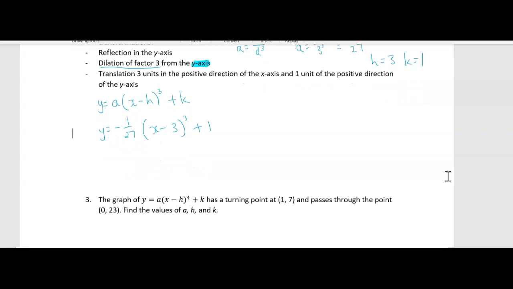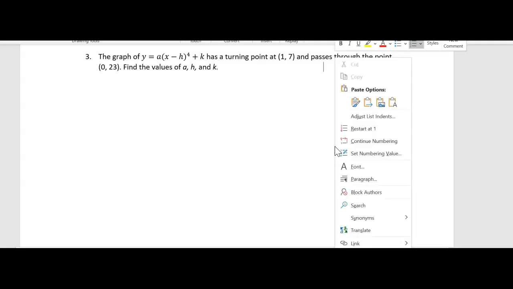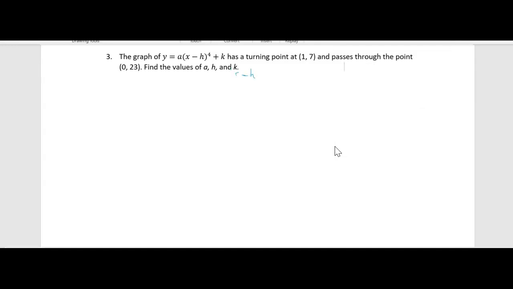Could be here forever and my computer's glitching, so see how we go. The graph of y equals a(x - h)^4 + k has a turning point at (1, 7) and passes through the point (0, 23). Find the values of h and k. So fantastic that we've got the turning point, because that's going to give us h and k. So h equals 1 and k equals 7. So we're going to substitute, and we've got this point here, (0, 23). So x equals 0 and y equals 23.